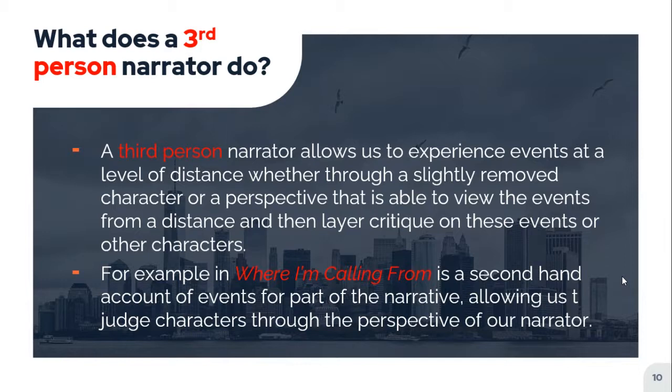Another example of this is it allows us to critique or challenge or question the way characters are behaving. And a good example of this occurs in Where I'm Calling From, because this is a first person narrator, but we're experiencing a second-hand story. And so what we have is this distance between ourselves and the actual events at times. And therefore we are seeing the narrative through someone else's eyes once removed. And therefore we can judge the characters in the story. We can judge the events. We can judge the things that people are doing and saying to one another.